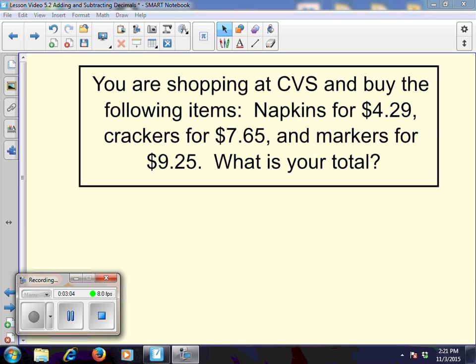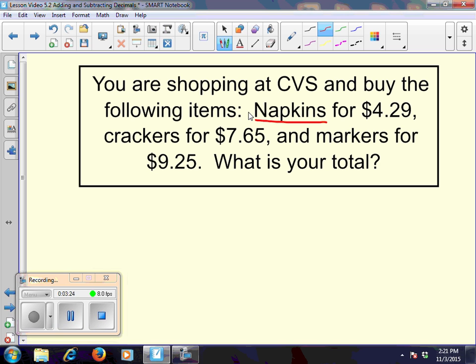Alrighty, here's a common problem. You're shopping at CVS and you buy the following items. Napkins are $4.29, crackers are $7.65, and markers are $9.25. What is your total? Now you could rely on the cashier to add up your total, or you could do it yourself with either a calculator or a pen and pencil.